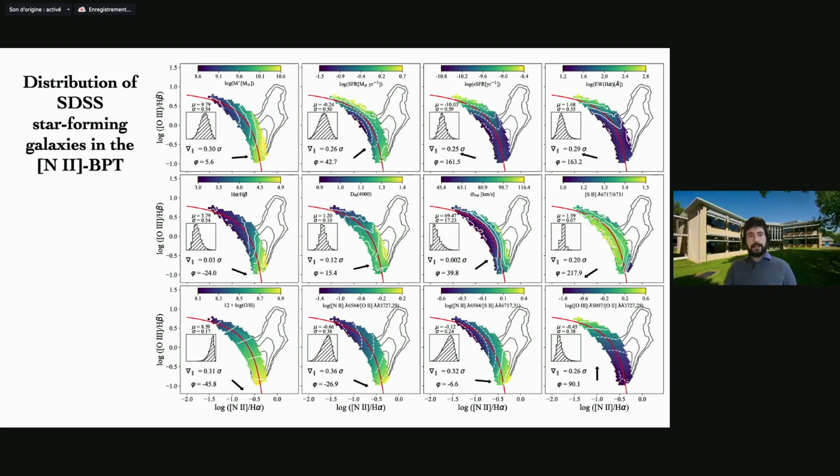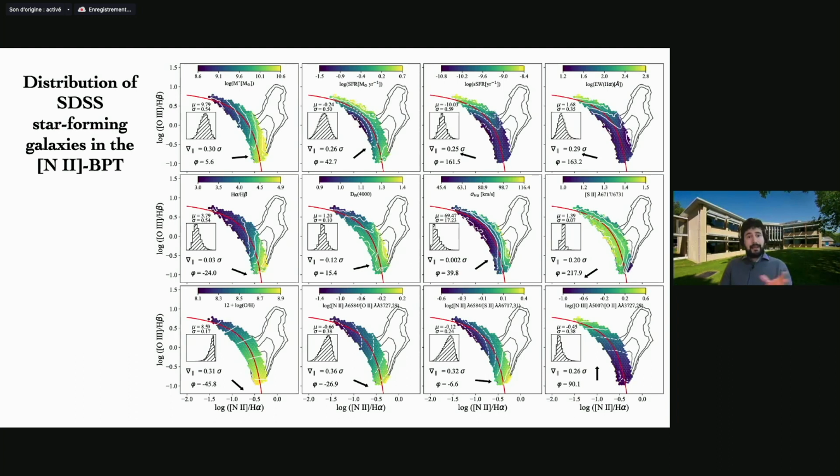In particular, star-forming galaxies form quite a clear sequence in some of these properties along the N2-BPT, for instance in stellar mass, in gas-phase metallicity, in ionization parameter, here traced by the ratio between the oxygen III 5007 and the oxygen II 3727 emission lines, or in the N over O abundance.